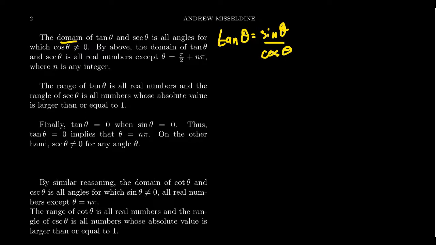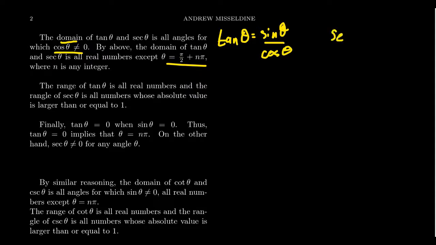So when is tangent undefined? Well, that happens when cosine is equal to 0. When is cosine equal to 0? Well, that happens, as we saw earlier, when theta equals pi halves plus a multiple of pi. So the domain of tangent is going to be all numbers except for these ones right here. At this place, you're going to get a vertical asymptote.